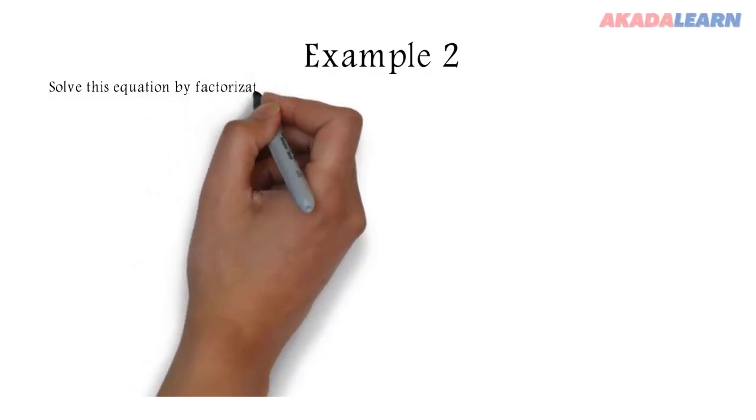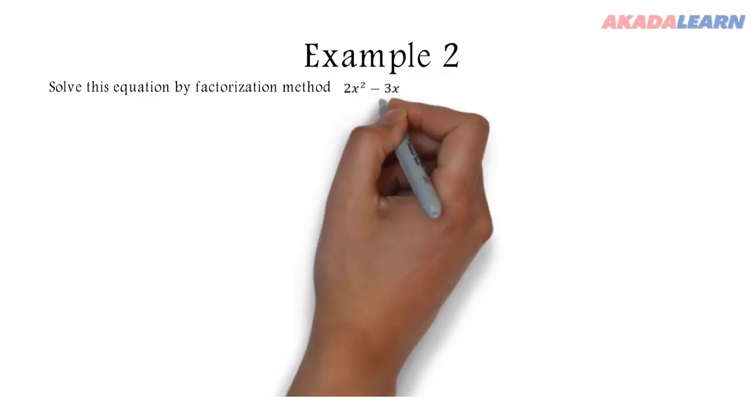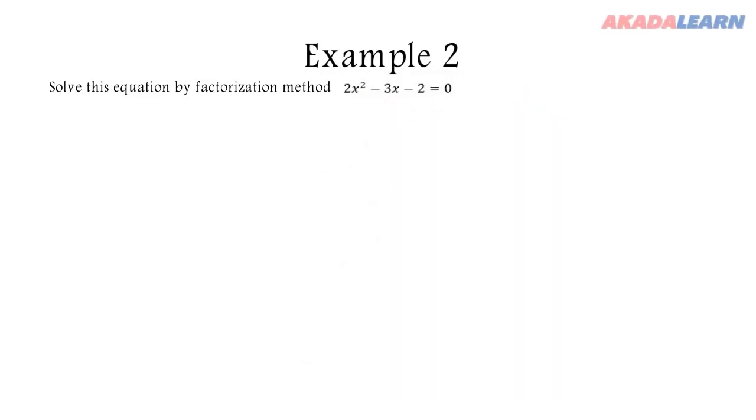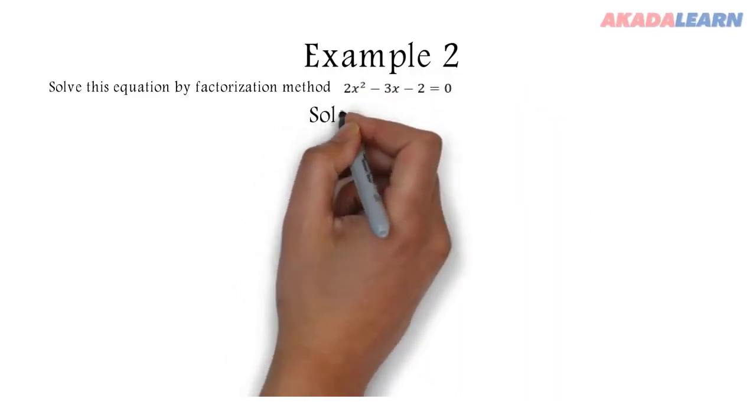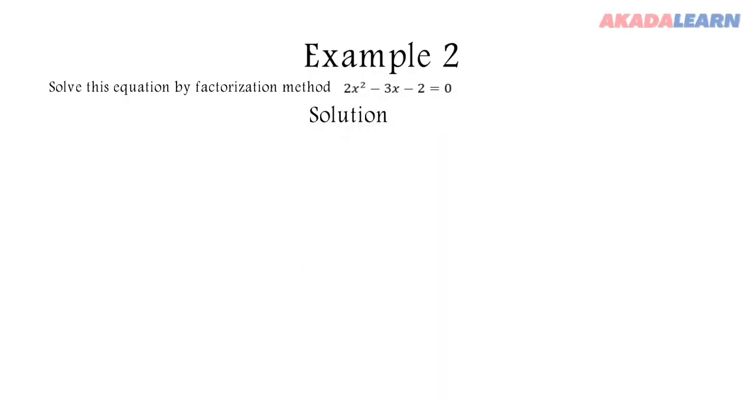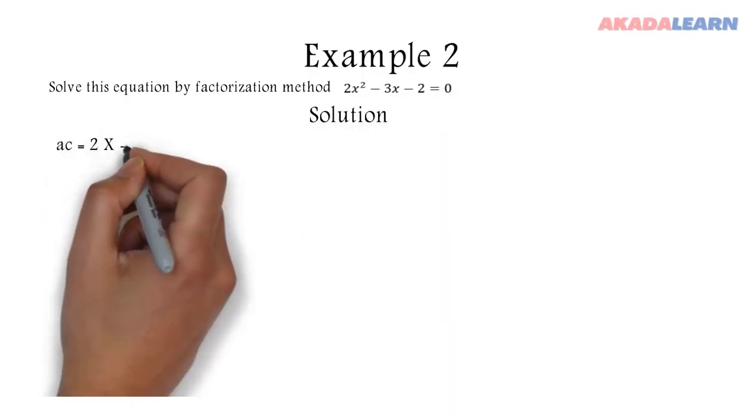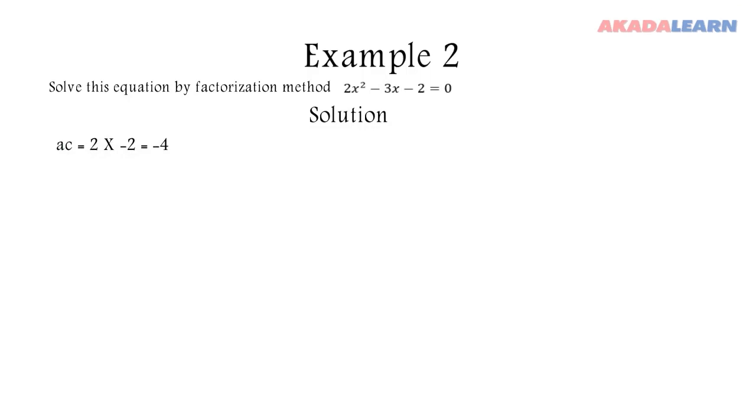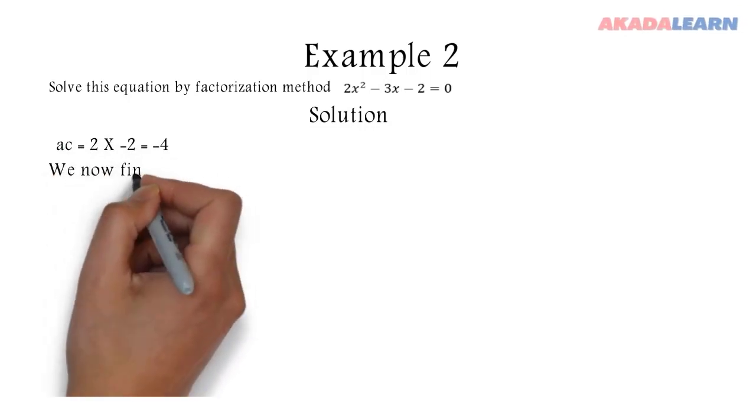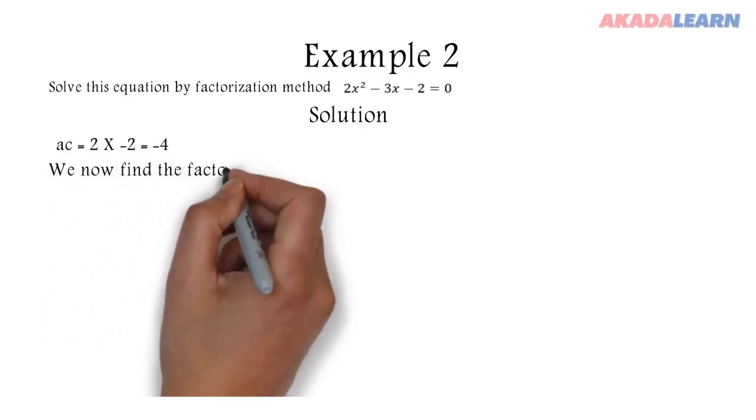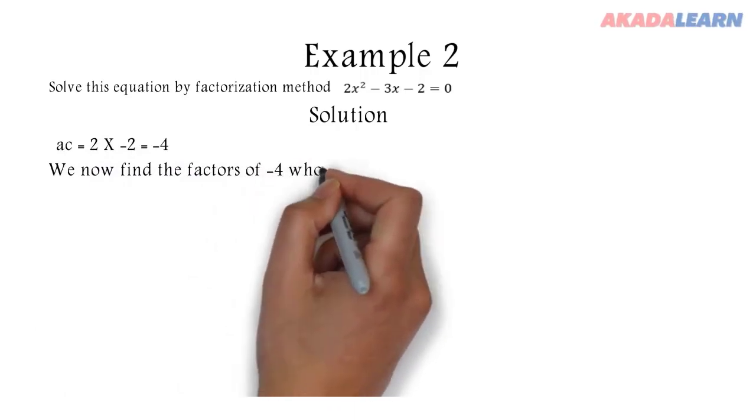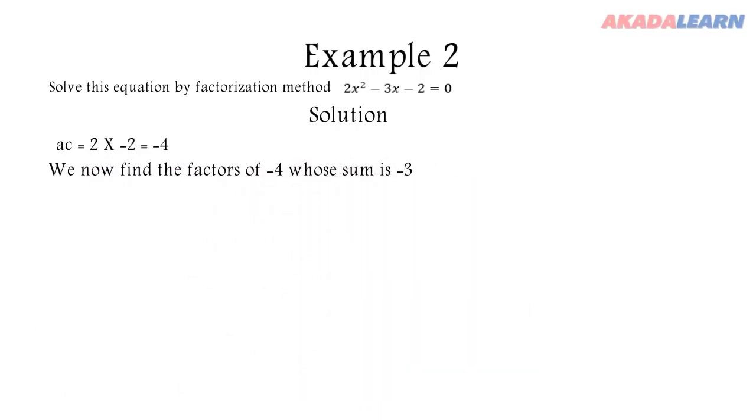We are asked to solve this equation by the factorization method. So let's see the equation now: 2x squared minus 3x minus 2 equals 0. So the first thing, let's get our ac. Our a is 2 and our c is minus 2. So let's multiply and we get minus 4. Now we need to find the factors of minus 4 whose sum will give us minus 3.